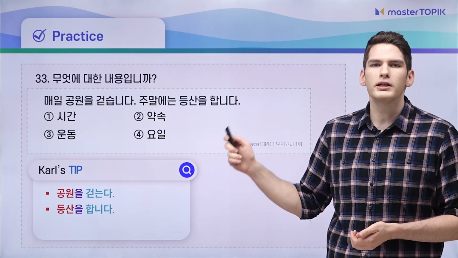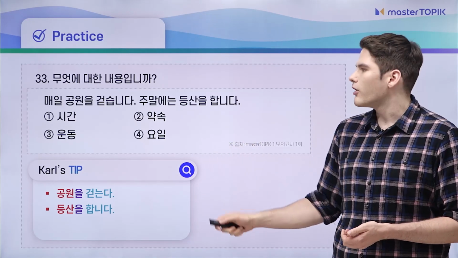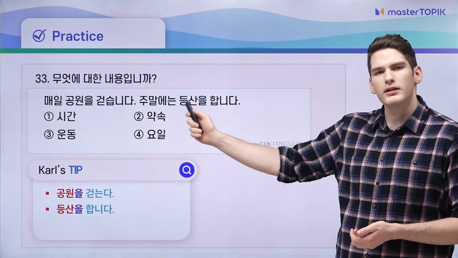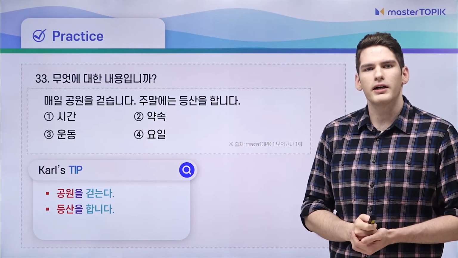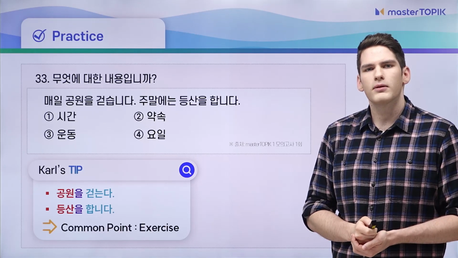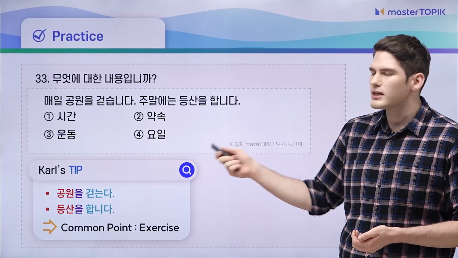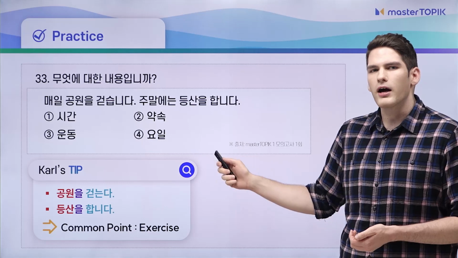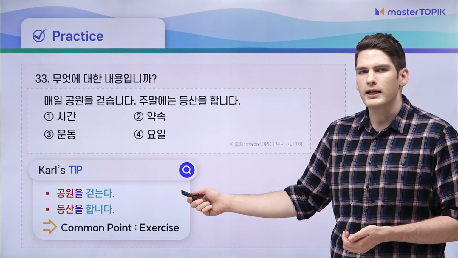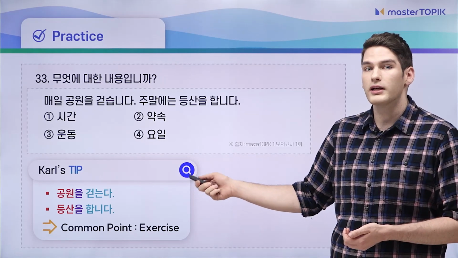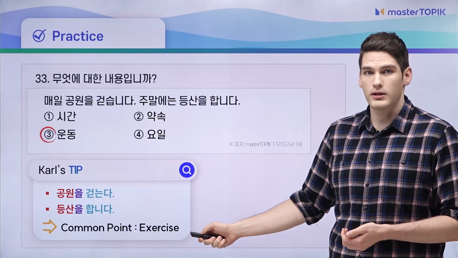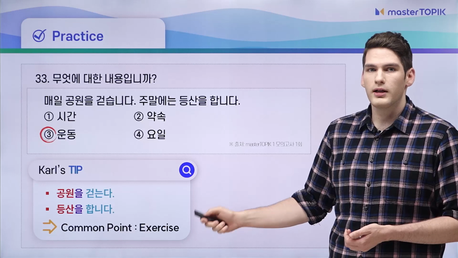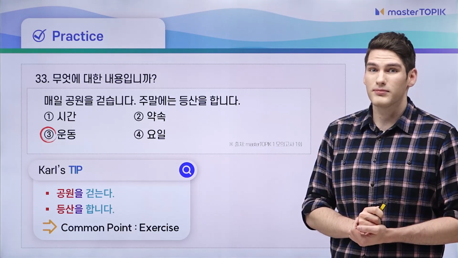매일 공원을 걷습니다. 주말에는 등산을 합니다. All right, so now our verb is a little bit different, right? 합니다, 걷는다. We're going to have to kind of mix them up to figure out our answer here, right? 걷는다 and 등산. 등산 is hiking, 걷는다 is walking, right? So both of these are exercise, okay? So 운동, right? All right, pretty easy?